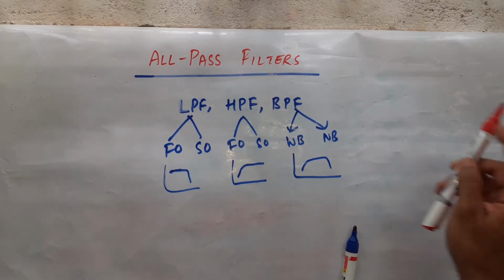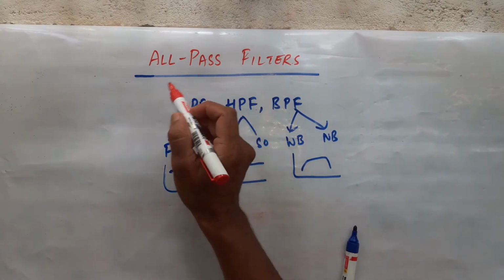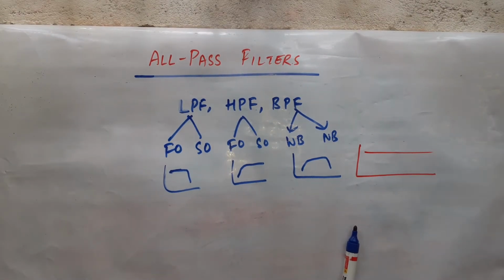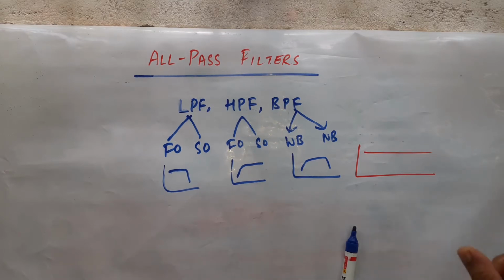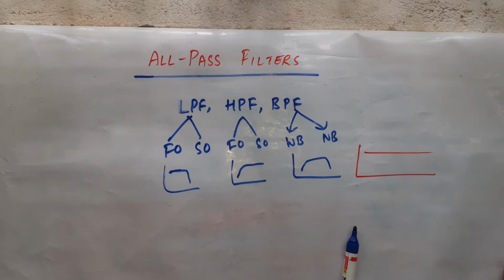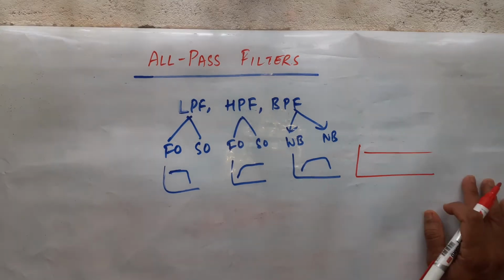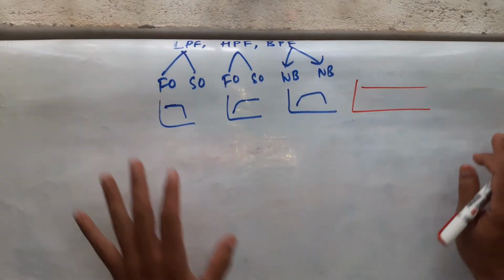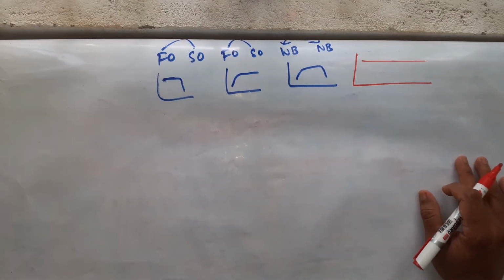See the name, how it suggests. All pass filter means it allows all the frequency, everything from low frequency to high frequency. Now you may be thinking, if a filter passes everything, if everything is allowed, then why do we call it a filter? The answer is, we don't use this all pass filter for actually filtering. We don't use it for filtering.